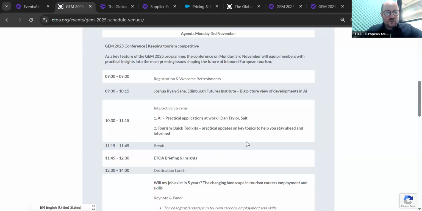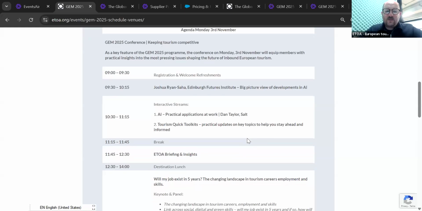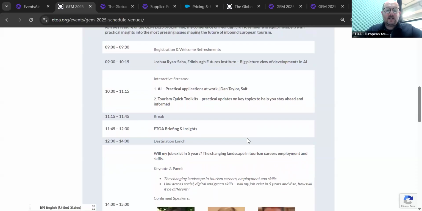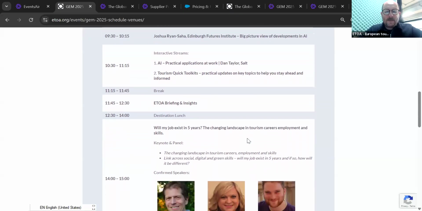We'll obviously be doing our usual insight session with regards to the hot stats and topics impacting the tourism industry just before lunch, and then we'll have a destination-sponsored lunch. Then the second half of the day is sponsored by Pantor, which is a project funded by the European Commission, of which ETOA is a partner.